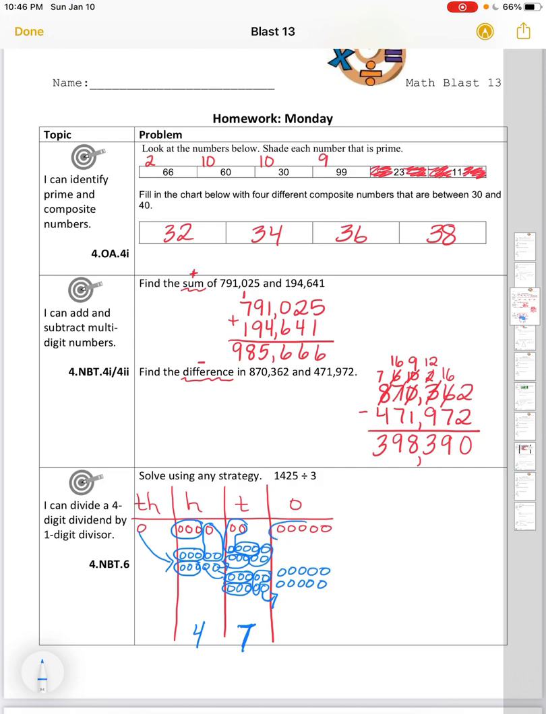We will now make bundles of 3 once again. I was able to make 5 bundles of 3. And so the quotient, the answer to the division problem, is equal to 475.